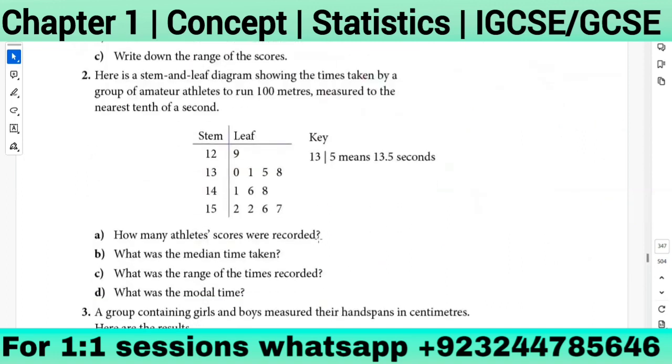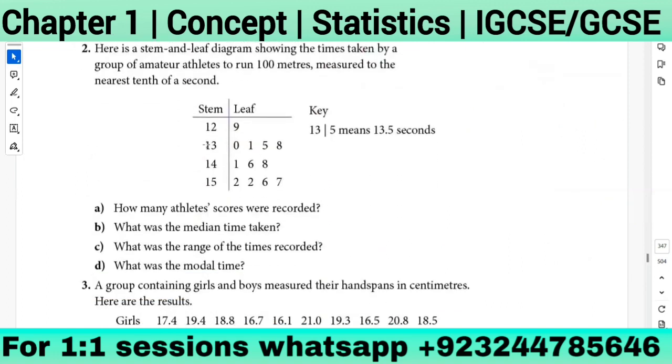Okay, here is a stem leaf diagram showing the times taken by a group of amateur athletes to run 100 meters, measured to the nearest tenth of a second. How many athletes were recorded? Okay, answer me quickly now. 1, 4, 3, 4. Total is 12. What was the median time taken?